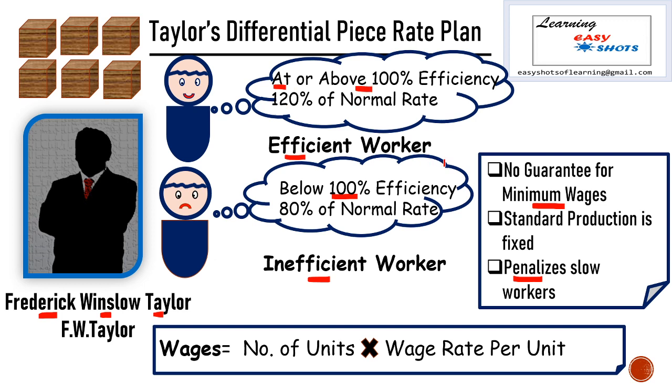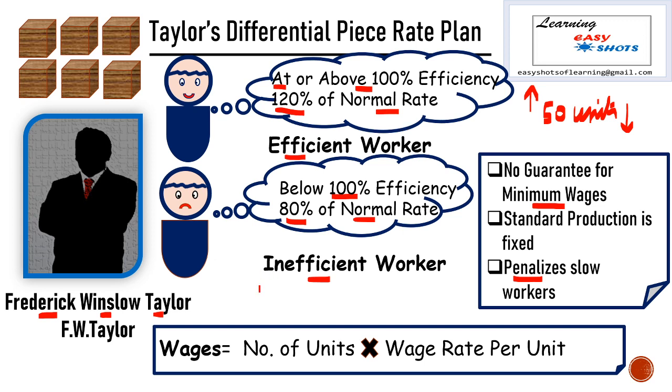Now here standard production is fixed by the company or factory. Suppose here standard production is fixed at 50 units, and if the worker manufactured less than 50 units, then they are penalized because their efficiency is less than 100%, and they are only given 80% of normal piece rate. And if he manufactured 50 units or more than 50 units, then in this case the workers are rewarded and they are given 120% of normal piece rate. So according to Taylor, inefficient workers are penalized and efficient workers are rewarded by giving higher wages.